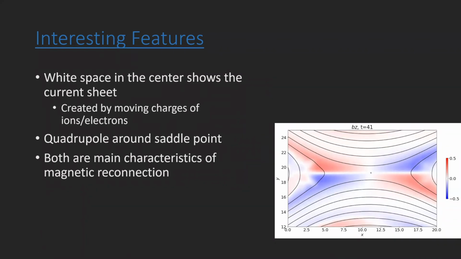So since this is the BZ, or the magnetic component in the Z direction, this is actually coming in and out of the page. So we see in the top left and the bottom right, it's actually coming out of the page at us. And then in the bottom left and top right, it's going into the page. And so you can imagine it creating a loop here of magnetic field. Both of these are defining characteristics of magnetic reconnection. You will see both current sheet and quadrupoles in every reconnection site.